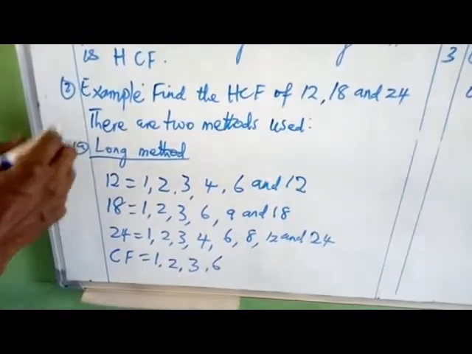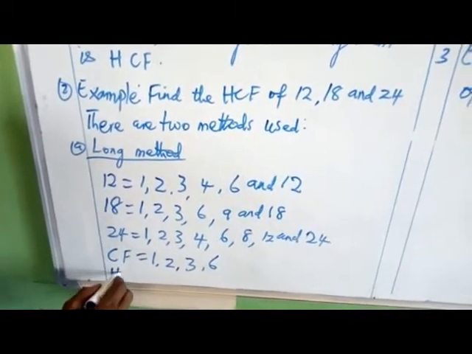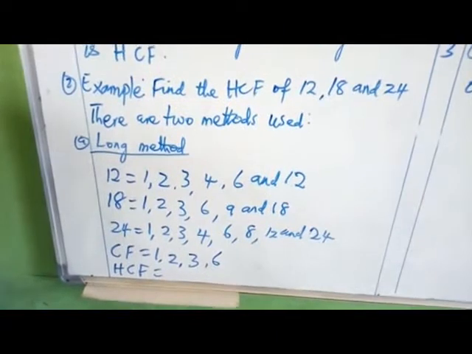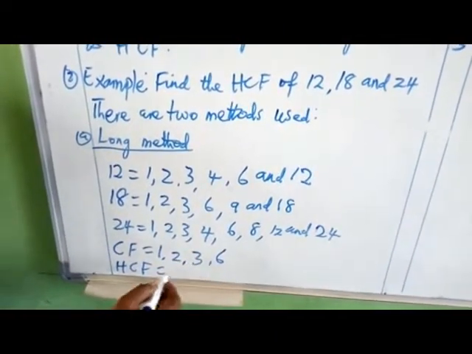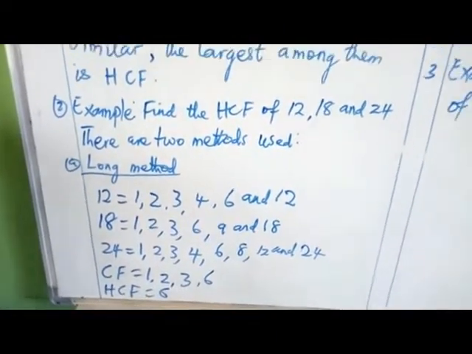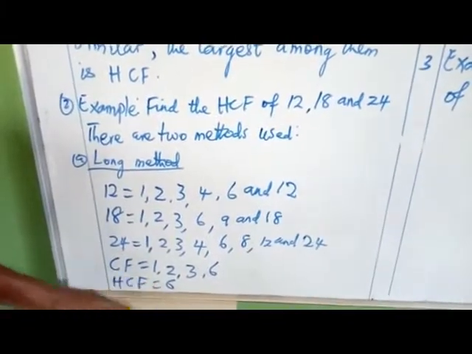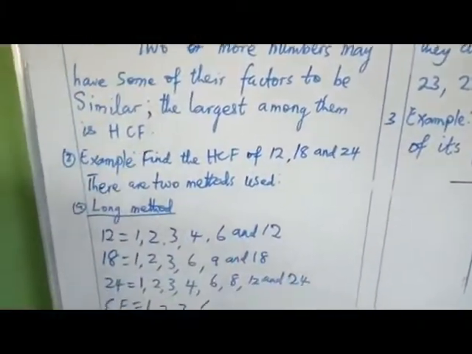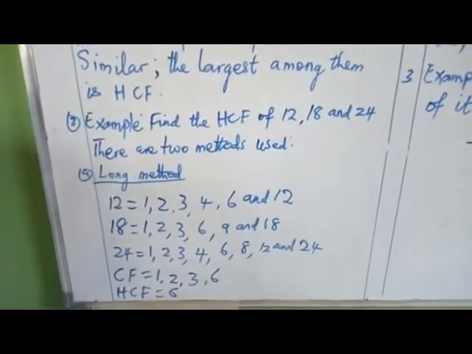Now you go to the next one, which is the final, which is the highest common factor. Among all these common factors, which one is the highest or the biggest number? The biggest number is 6. So therefore 6 is the highest common factor. If you use this long method and this short method, you're going to arrive at the same answer.